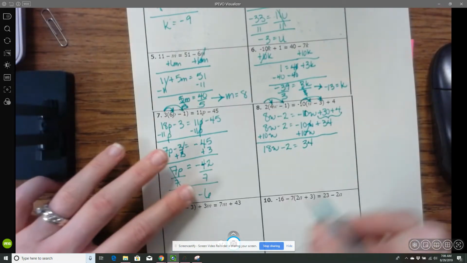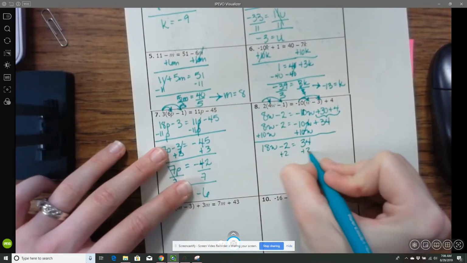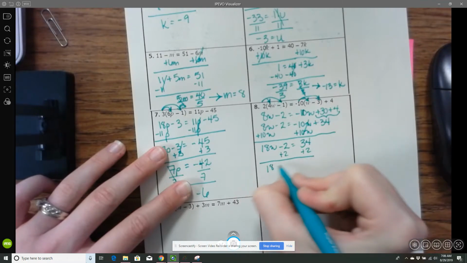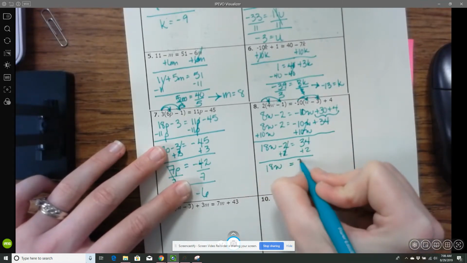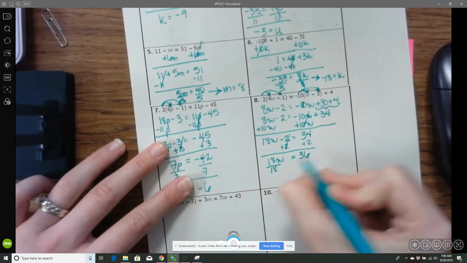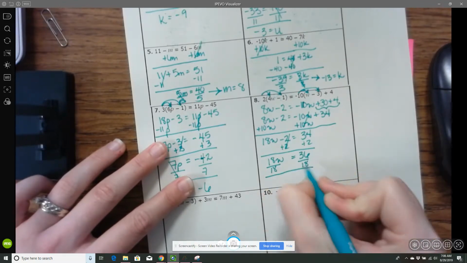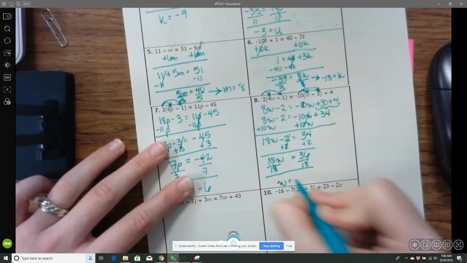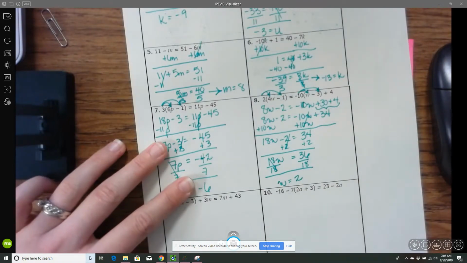Now we're down to a two-step equation. So add 2 to both sides, and then divide both sides by 18. So w would equal 2.